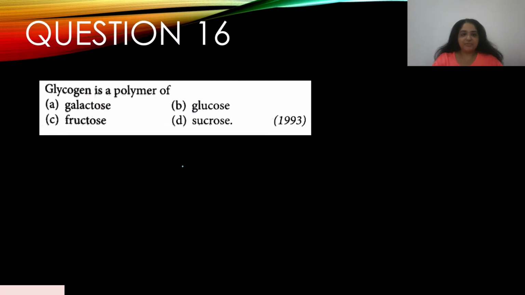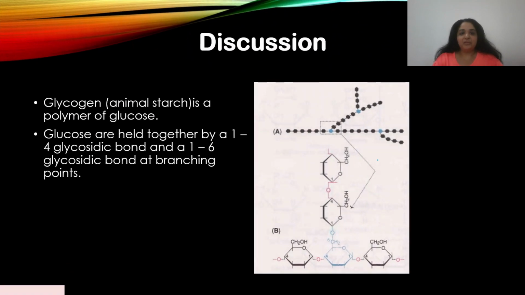Question number 16. Glycogen is a polymer of, this appeared in 1993. A. galactose, B. glucose, C. fructose, D. sucrose. So we just discussed polysaccharides. Glycogen is also known as animal starch, and it's a polymer of glucose. Answer is B. So glycogen, animal starch, is a polymer of glucose.